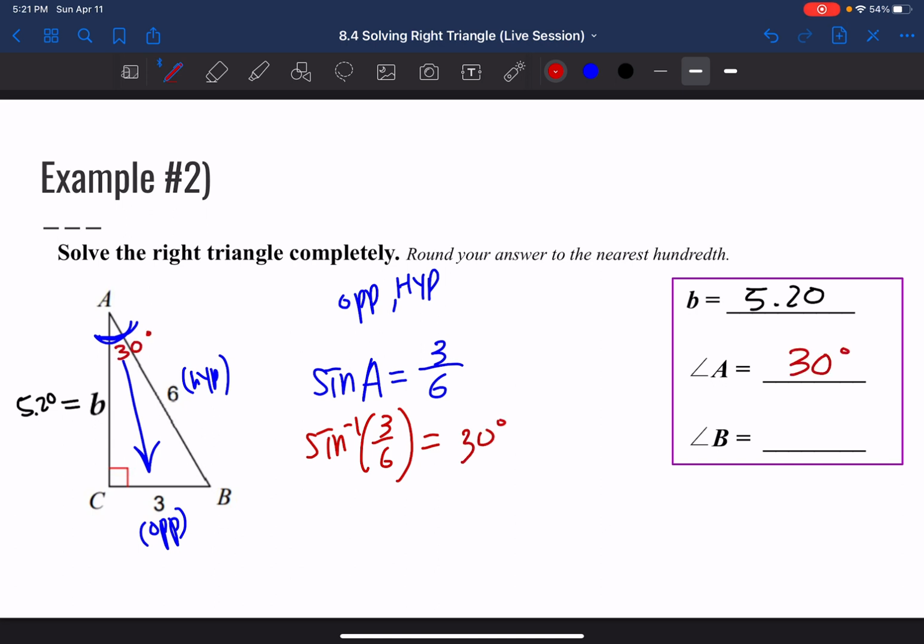If that's 30 degrees, how are you going to find angle B? Very easy. You don't have to use the trick. Angle B will be just 90 minus 30 because the sum of the triangle has to be 180. So that's going to be just 60 degrees. Okay? So after you find one of the angles, the other one is easy. You just subtract from 90 degrees.